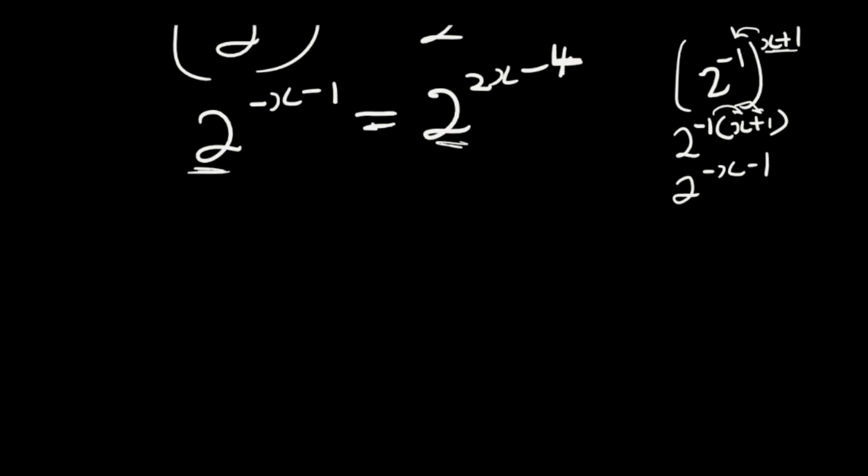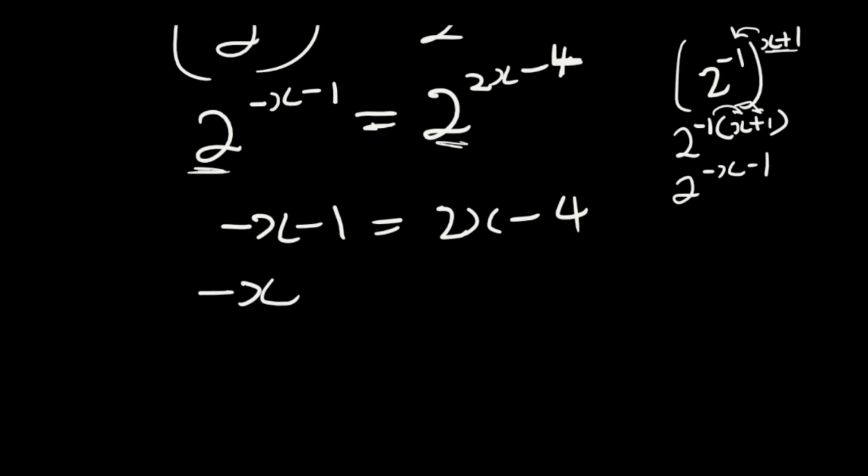You drop the exponent. So it's going to be minus x minus 1 is equal to 2x minus 4, right? And then from here, I collect the like terms. So I'm going to say minus x. I take this 2x to the other side. I have minus 3x is equal to, I take the 1 to the other side. I have minus 4 plus 1.